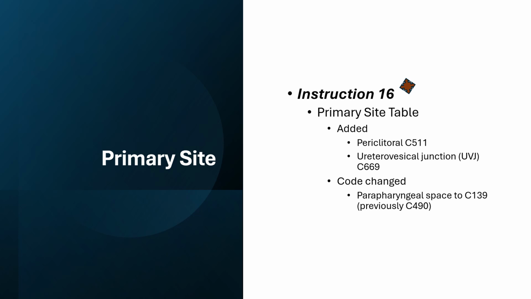One code had a change, and that was the parapharyngeal space. We are going to code that now to C139. Previously, we were instructed to code it as C490. So parapharyngeal space is now C139.